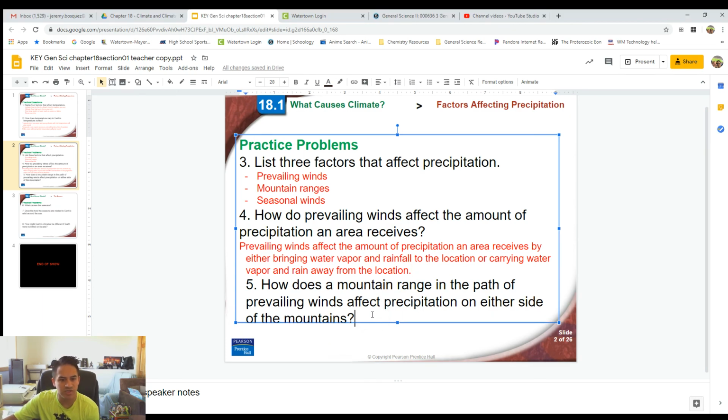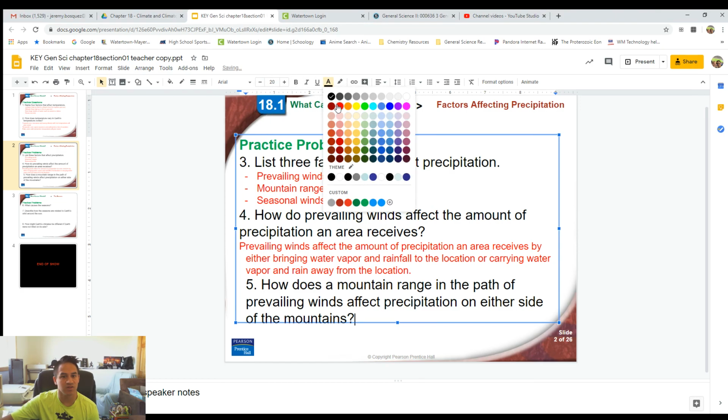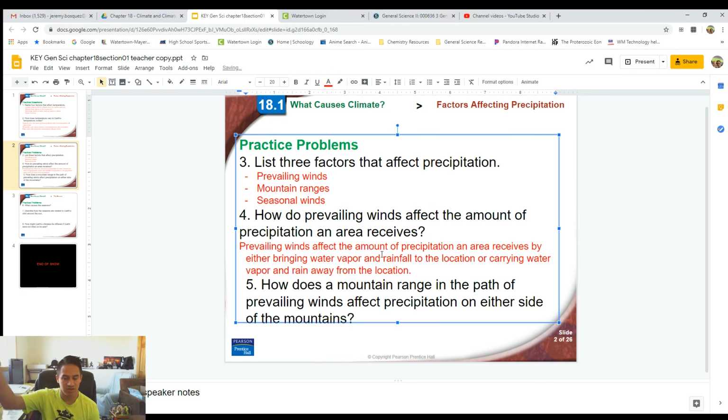All right, last question, number 5. How does a mountain range in the path of prevailing winds affect precipitation on either side of the mountains? All right, so on the windward side, we have a lot of rainfall, a lot of precipitation, and on the leeward side, or the back side of the mountain, we don't have much rainfall at all. We have a rain shadow.